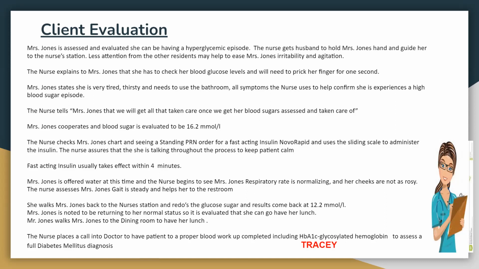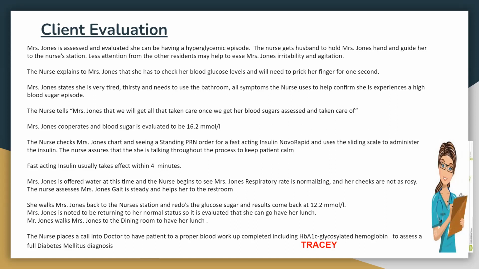Mrs. Jones is offered water at this time, and the nurse begins to see Mrs. Jones' respiratory rate normalizing. Her cheeks are not as rosy. The nurse assesses Mrs. Jones's gait, which seems to be more steady, and helps her to the restroom. As she walks Mrs. Jones back to the nursing station and redoes her blood sugar, the results come back at 12.2.